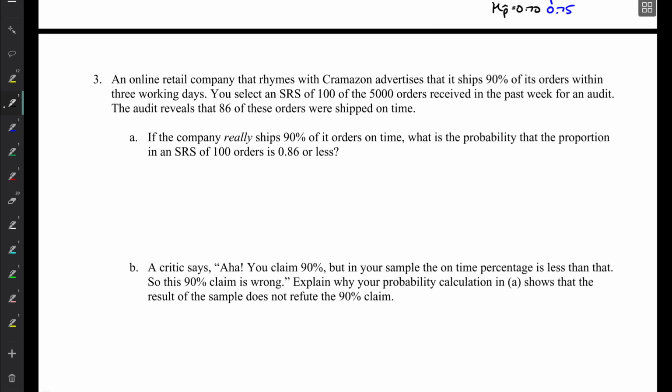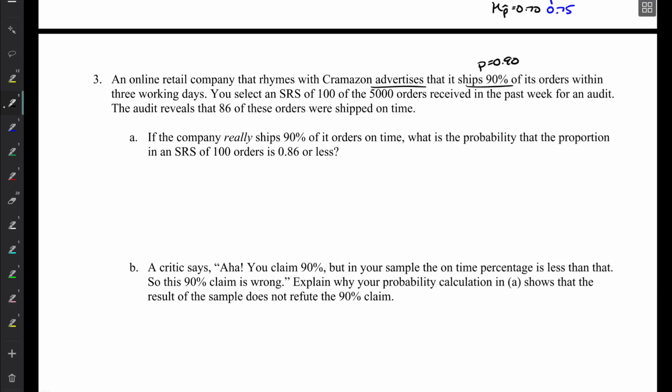All right, last example that we will cover today. An online retail company that rhymes with Gramazon advertises that it ships 90% of its orders within 3 working days. So this is an advertisement. This is a claim. Any claim is going to be your assumed true proportion of a population.